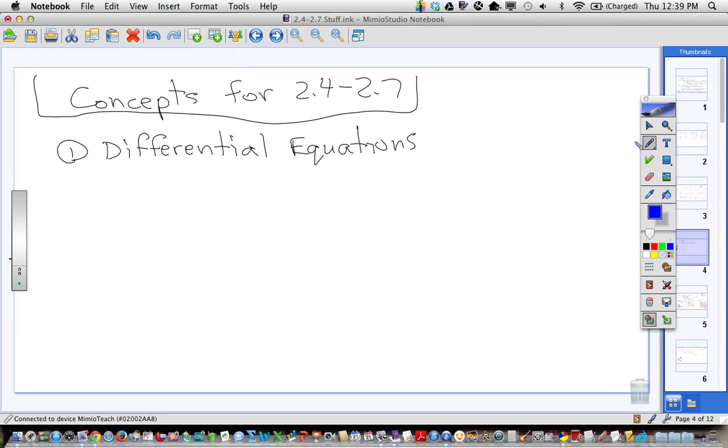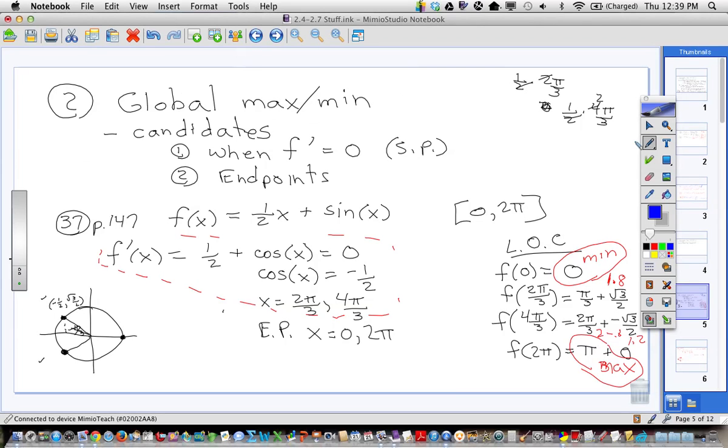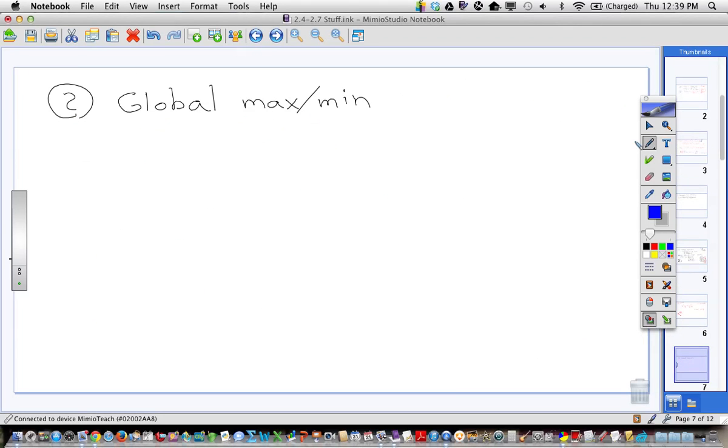Okay. The first one is a new concept, something called differential equations. We're going to hit that first. The second thing is global max min. That's also kind of a new thing. We've talked about that term a little bit, but we haven't really done anything with it yet. So global max min problem. So we're going to get into that.